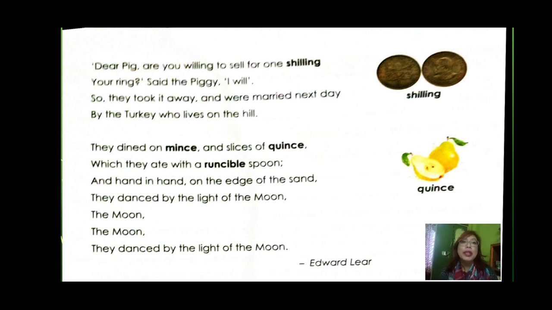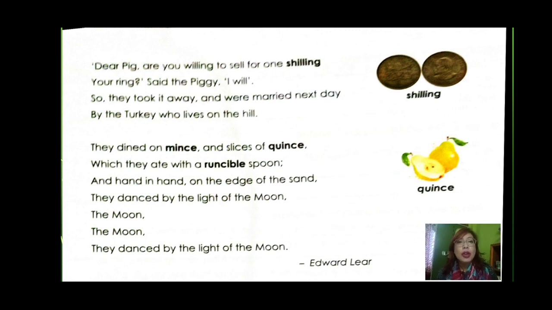All right. And then they were married the very next day. And who conducted the ceremonies? Yes, yes. Who was the priest over there? It was the turkey who lives on the hill, right? Yes. So the turkey conducted all the ceremonies, and then finally the owl and the pussycat were married. So let us come to the last stanza.